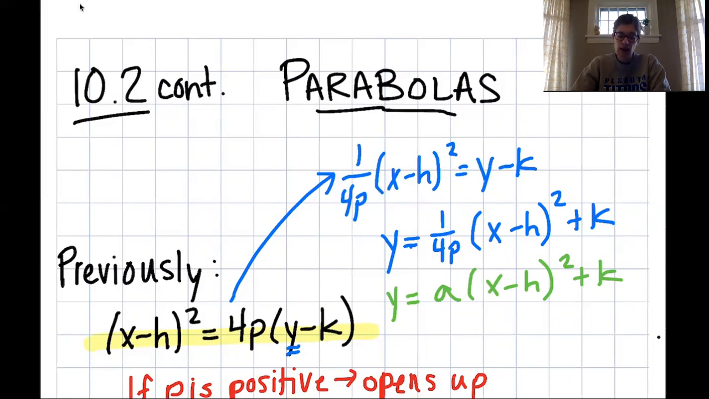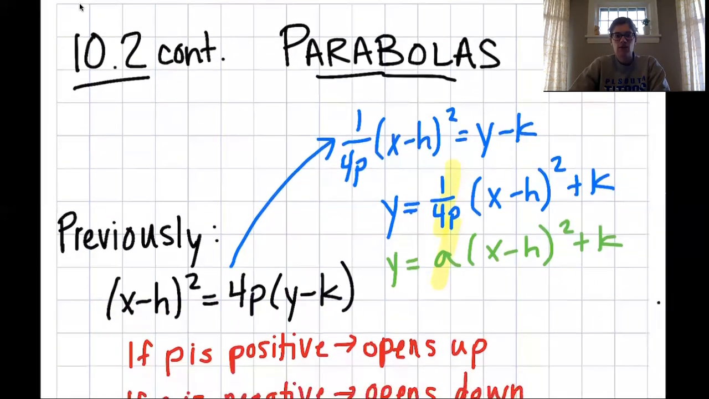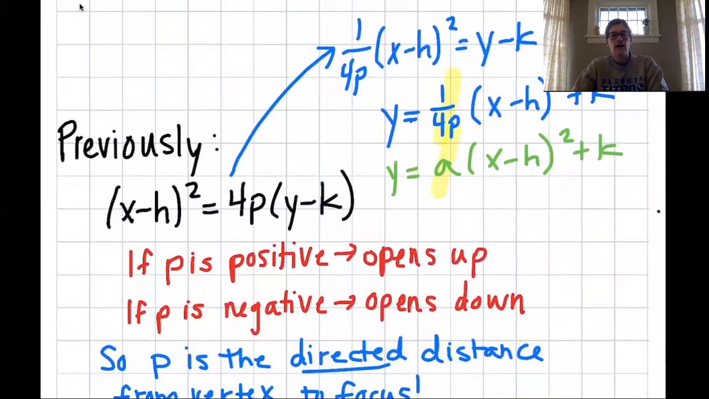So the cool thing about this is that if I look at this 1 over 4p and this a value, a is 1 over 4p. So think about what a would do to your parabola back in that old standard or vertex form. Well, a was responsible for vertically stretching and shrinking, and also for reflecting your graph. So we saw some of those same ideas then with Mrs. Hillman. If your p-value was positive, your parabola was going to open up. And if your p-value is negative, your parabola was going to open down.